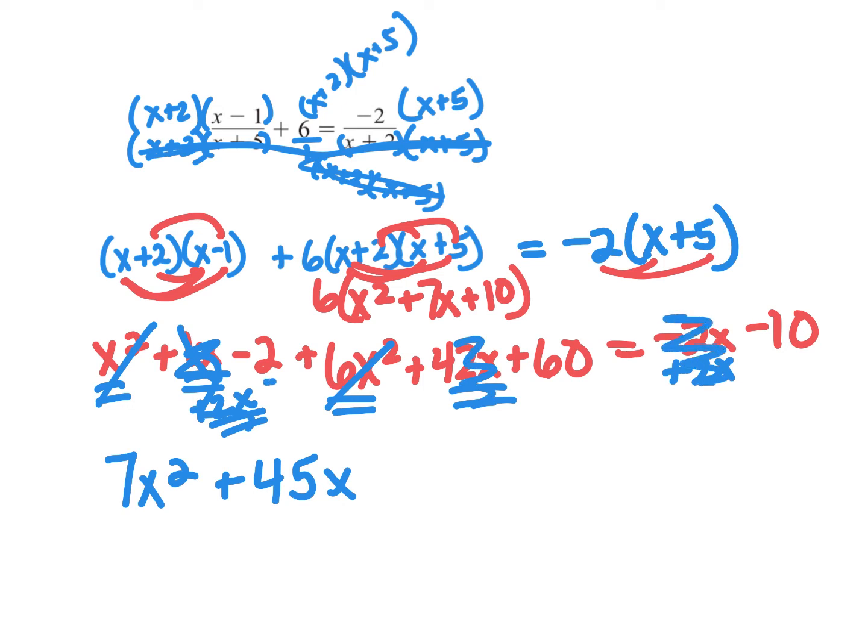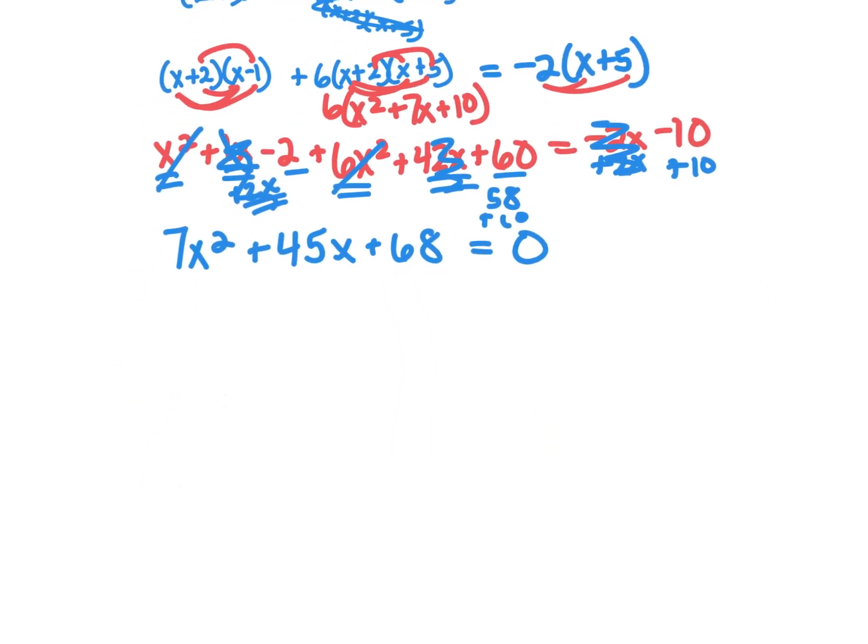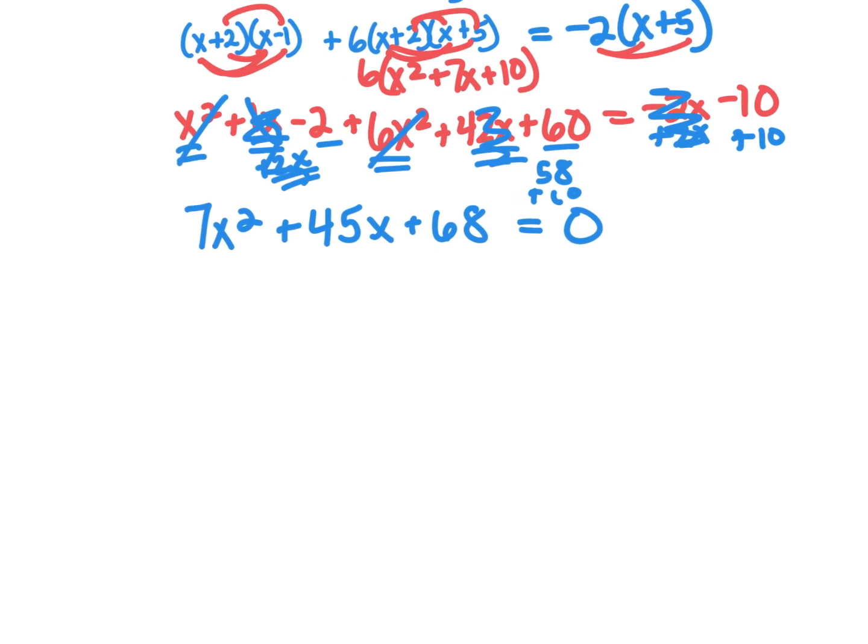And then we'd put together these like terms and have 58. But then we're also going to be adding this 10. So that would be plus 68 equals 0. Maybe it's factorable. I'm not sure. I can just try. So let's see.